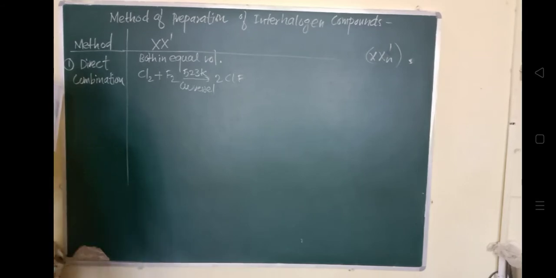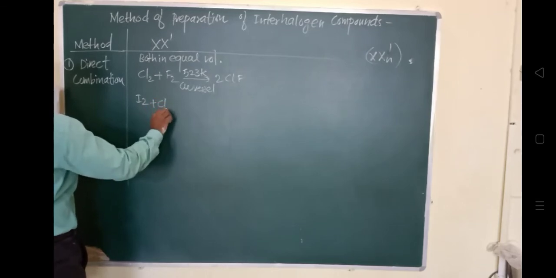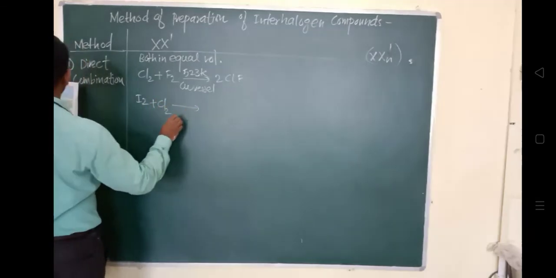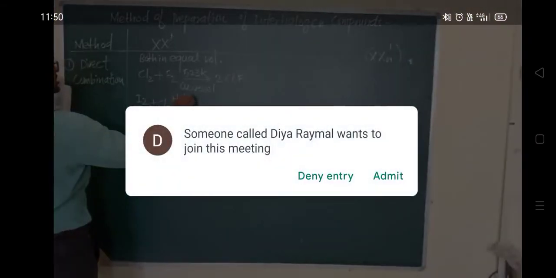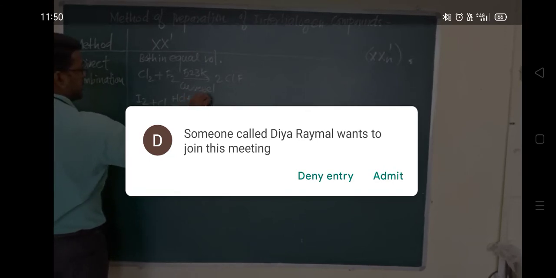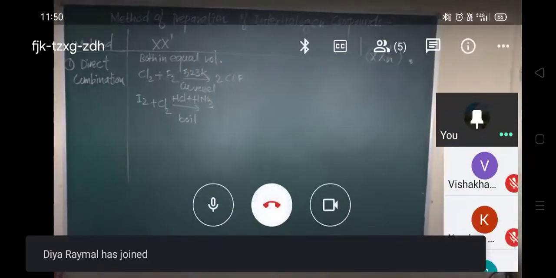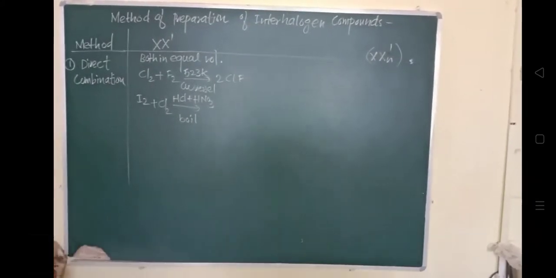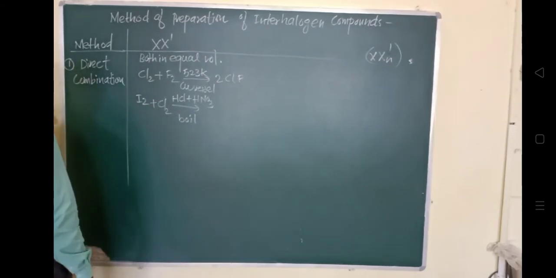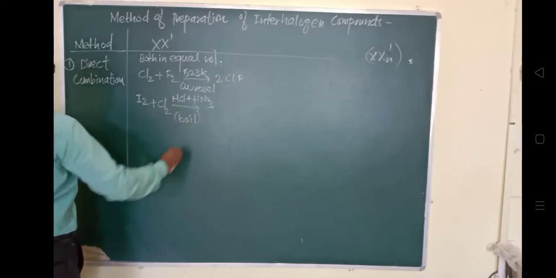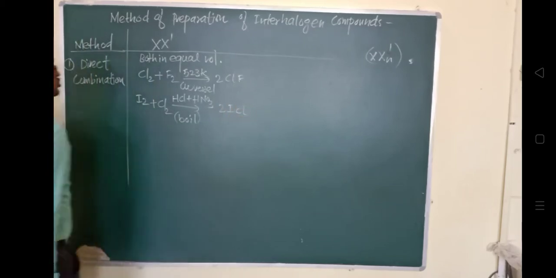Another example is I2 and Cl2. They react when boiled in the presence of HCl and HNO3, hydrochloric acid plus nitric acid. When they get boiled, they prepare 2 ICl, iodine monochloride. This compound is of the X X dash type.